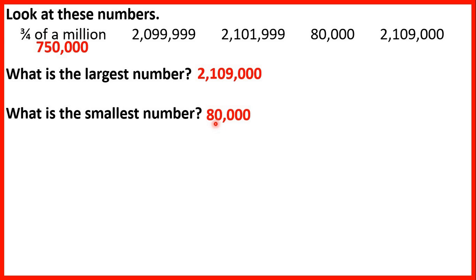And our smallest number will be 80,000. And we can spot that straight away, because the number 80,000 only has 5 digits, and all of our other numbers either have 6 digits, like this one here, or 7 digits, like our other numbers. And if a number has fewer digits, and it's a whole number, not a decimal, then you know that it will be smaller.